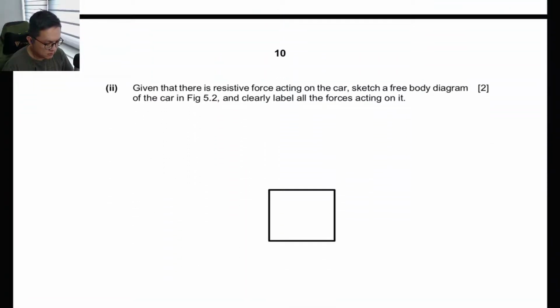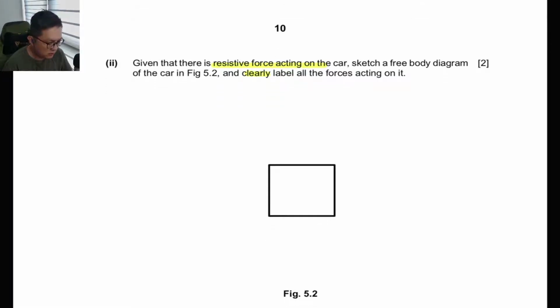Okay, next you're asked to, given there's resistive force acting on the car, sketch a free body diagram of the car and clearly label all the forces acting on it. Right, so when you see this clearly label, in fact for all free body diagrams, unless it's your own personal working, you should label them in full. Don't just write as F or weight or just W.